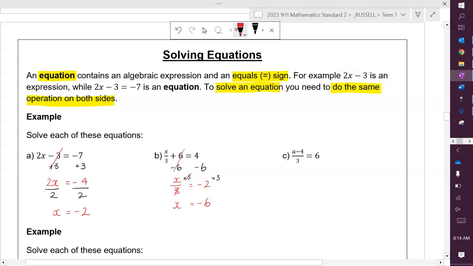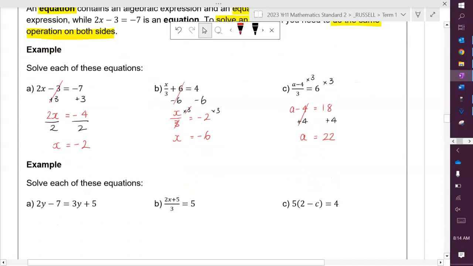Now the last one here, I have a whole fraction. So again, this line means to divide, so I need to multiply by 3. That leaves me with a minus 4 equals 18. Opposite of minus 4 is to add 4. And that leaves me with them cancelling out, so a equaling 22. So they're relatively straightforward equations to solve.